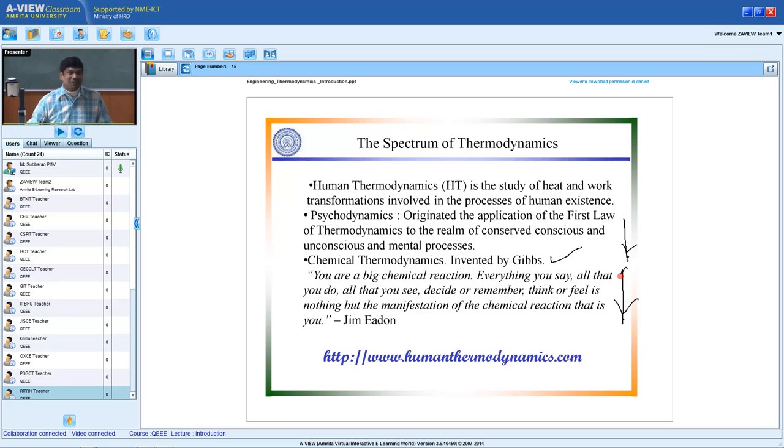In fact, some chemical reaction in the mind makes you crazy. So you can see that you are a big chemical reaction. Everything you say, all that you do, all that you see, decide, remember, think or feel, everything is a chemical reaction where thermodynamics plays a vital role.